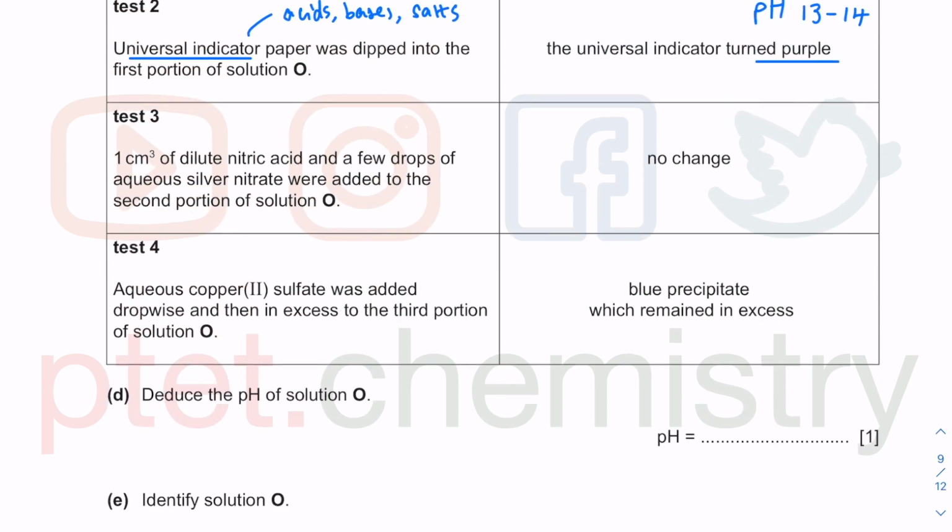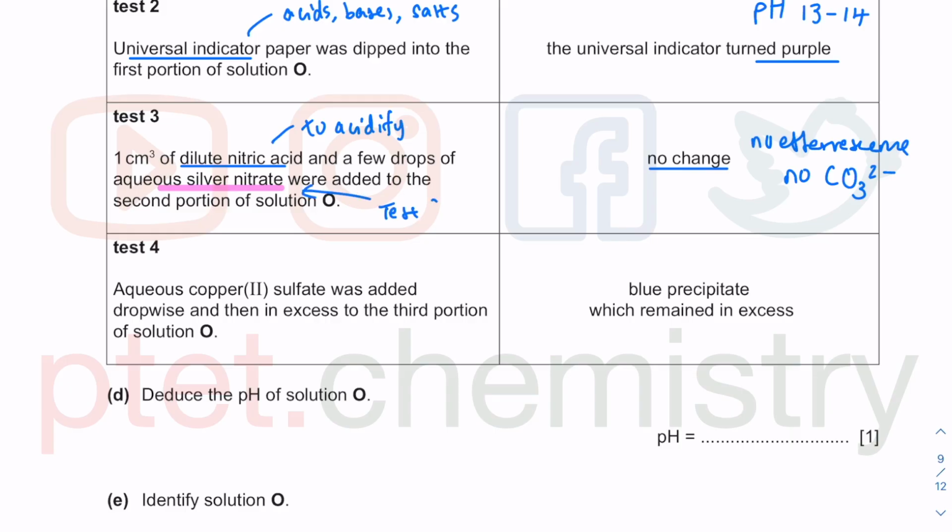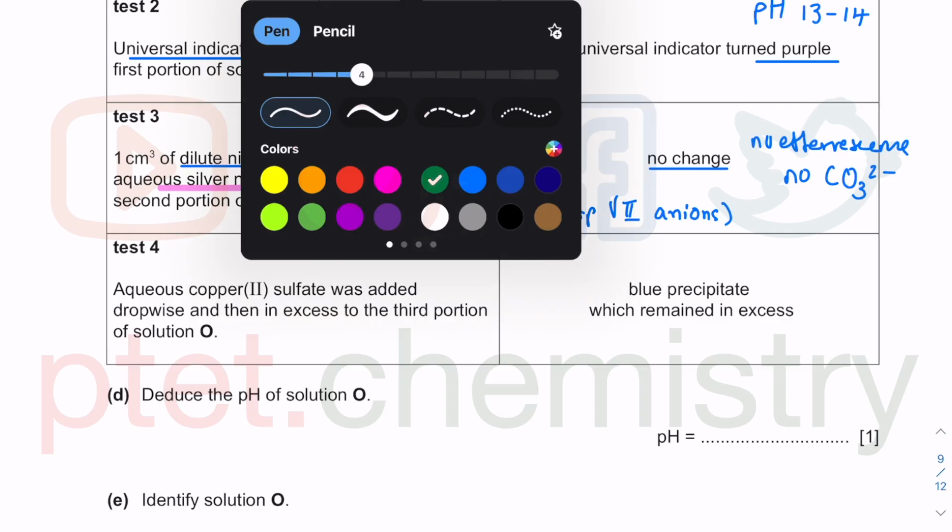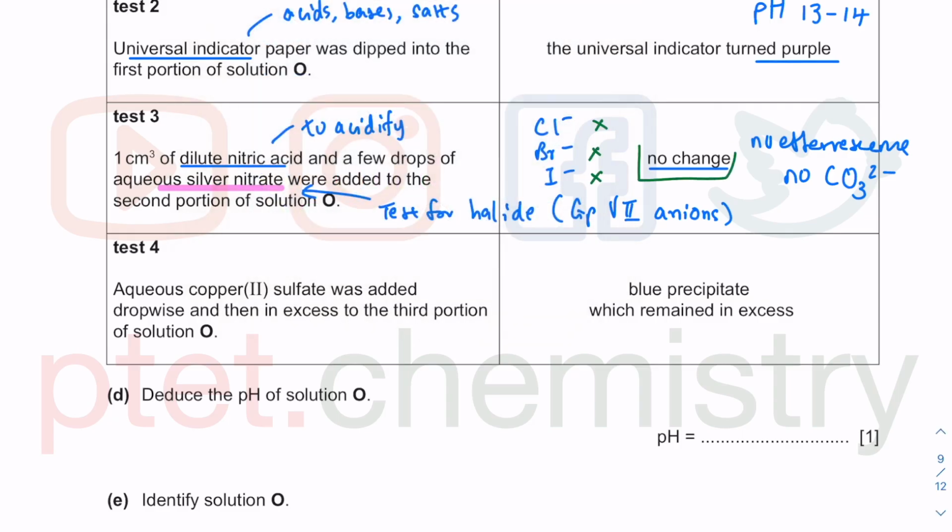Now 1 cm of dilute nitric acid. This is just to acidify the solution, and also to check do we have carbonate or not. No change, no effervescence. So this will tell you that there are no carbonate ions. We added silver nitrate aqueous. That one is used to test for halide, which is group 7 anions as stated in the syllabus: chloride, bromide, iodide. Silver chloride would be a white precipitate. Silver bromide would be a cream precipitate. Silver iodide would be a yellow precipitate. None of them is present because no change.